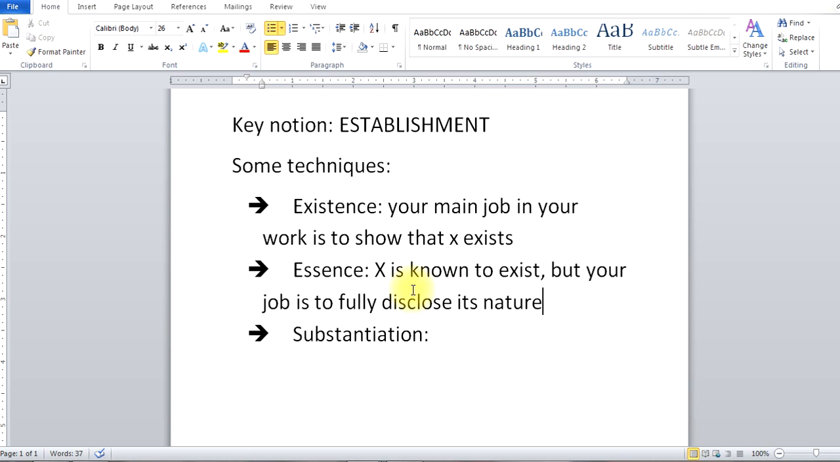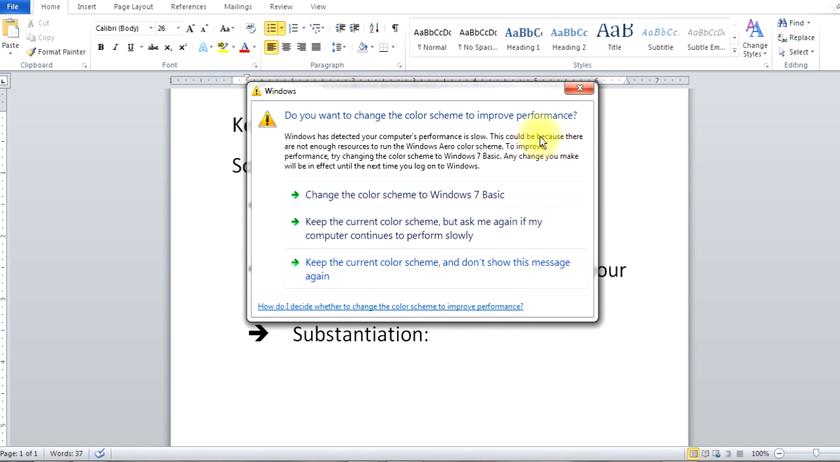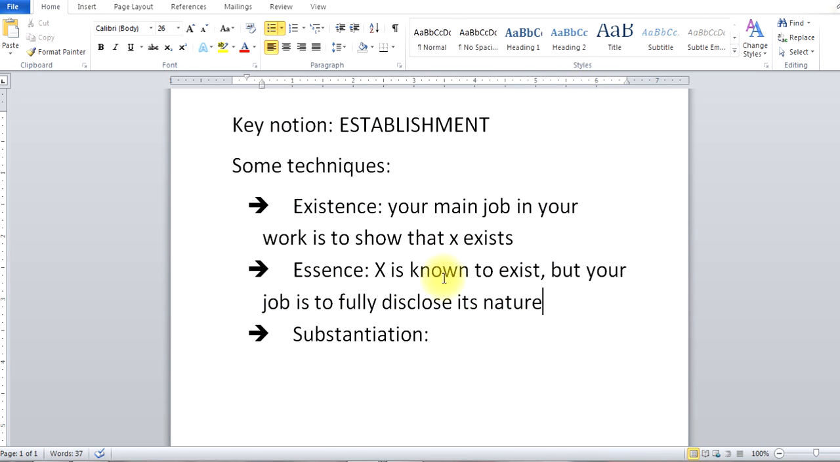Well, let's say people do know it exists, but they all have fuzzy ideas about what exactly it is. If you have a very clear notion of what it is, and you feel you can contribute that way by really disclosing its nature, by talking about its essence, then you are establishing it by helping people understand its full identity. Now, there's no question in their mind that it is there, it has an identity, but here you would be working on just describing all of it.